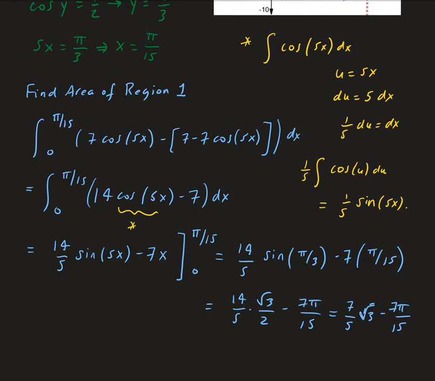Okay, so that's for the first region. All right, so now let's go to the second region. And also, by the way, when I plug in 0 for the lower bound, we just get 0 there. All right, so now we're going to find the area of region 2.